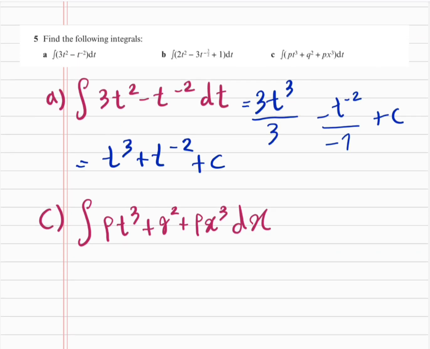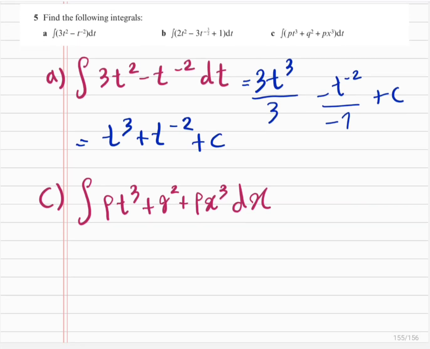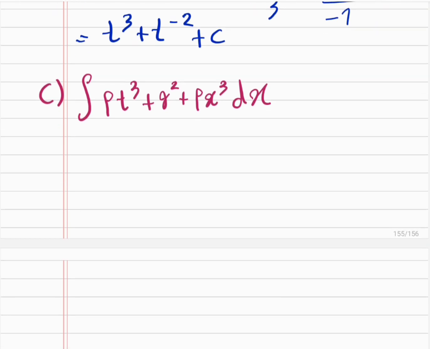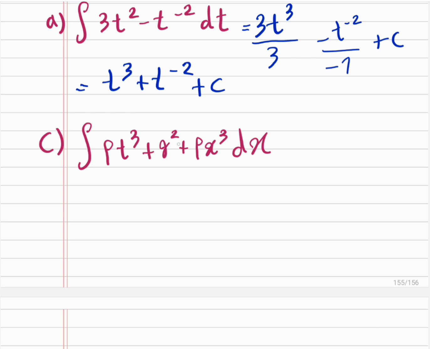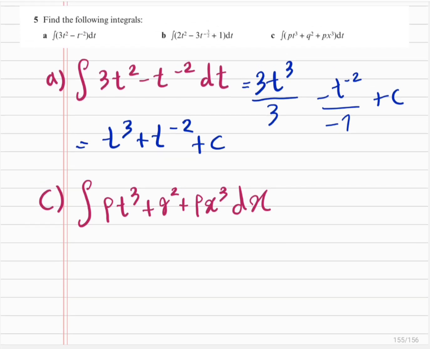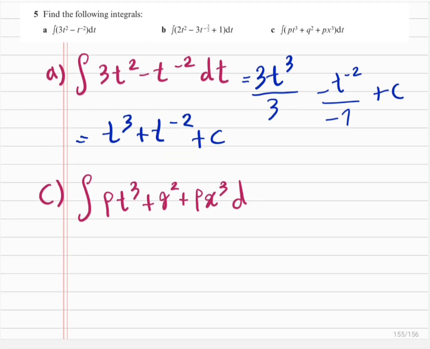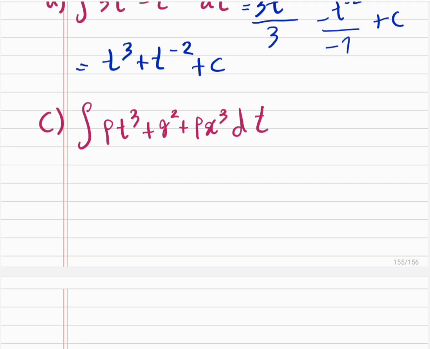Okay, next one I'm going to do part C, because part B is the same as part A. So part C is very interesting because if you look at the terms, we have pt cubed plus q squared plus px cubed, and we are integrating with respect to t. Sorry, here I should have written t, because it's dt. Okay, so what does it mean? As you can see, we have some other variables, but since we are only integrating with respect to t, we treat everything else that doesn't have t as a constant.